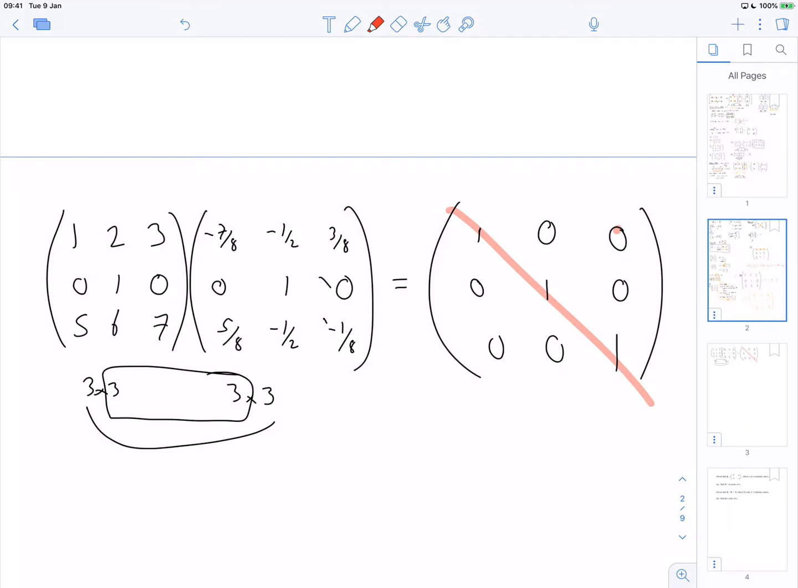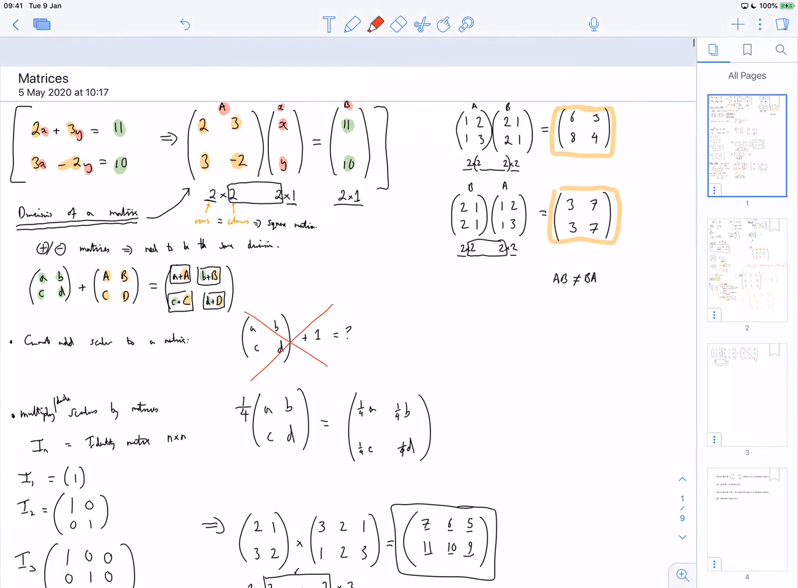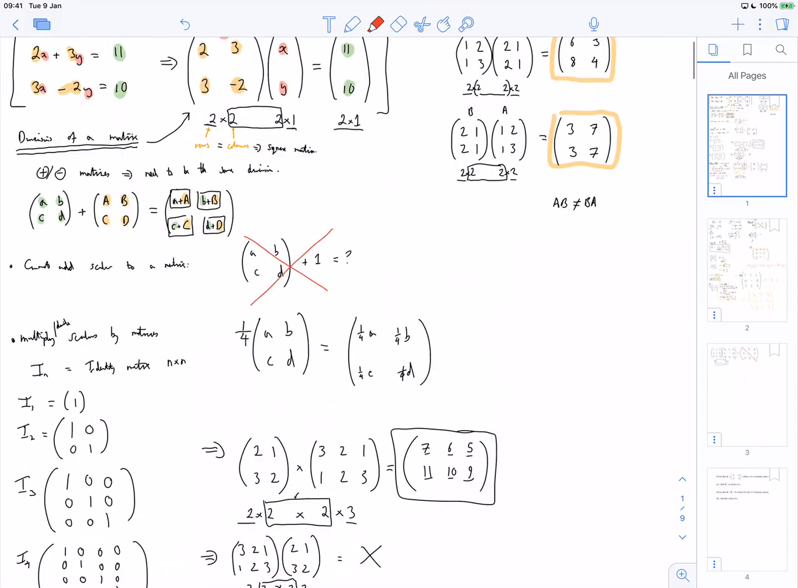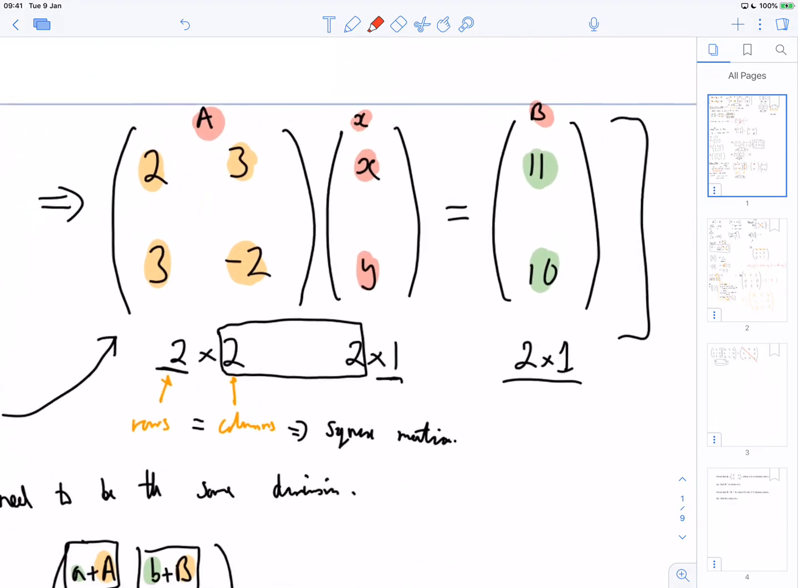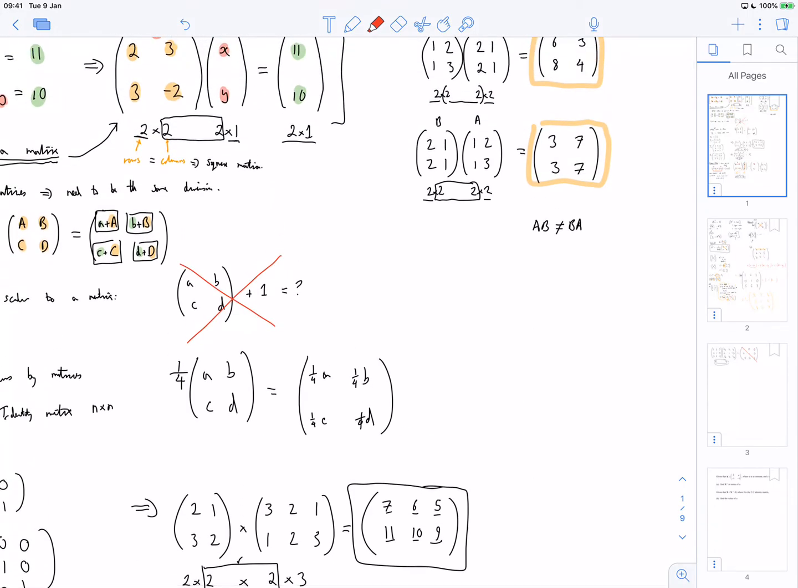Okay, incredibly important. Okay, so that's pretty much it for matrices. Now you're probably answering, hold on a minute, you did all this stuff, but you never actually solved the original question. Well, let's do that really quickly then.